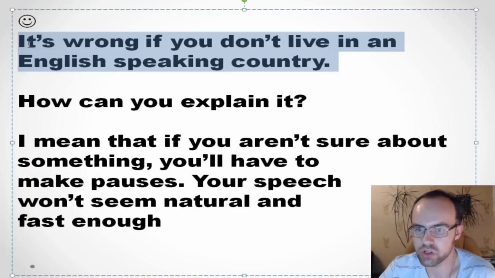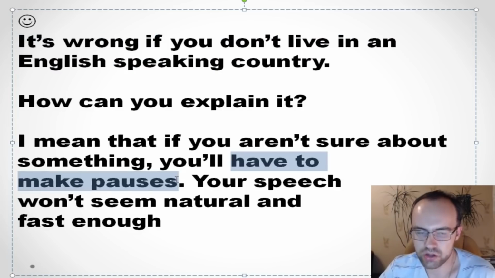Basic grammar first, but not only basic. It's a very important thing, okay? So how can you explain it? I mean that if you're unsure about something, you have to make pauses, really. Maybe you want to say something in English, but you aren't sure. Maybe it is right, maybe it isn't, and you make pauses. Yeah, your speech won't seem natural and fast enough. Yeah, you'll be speaking slowly.